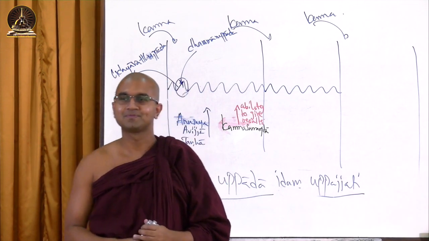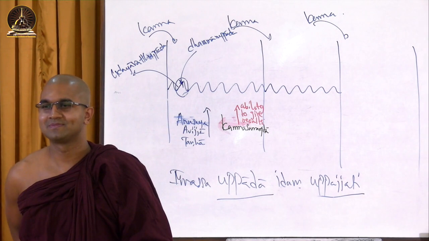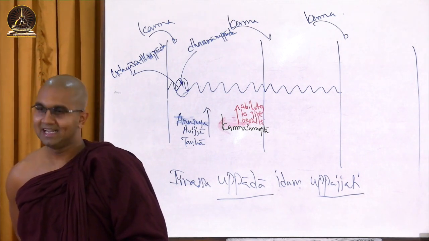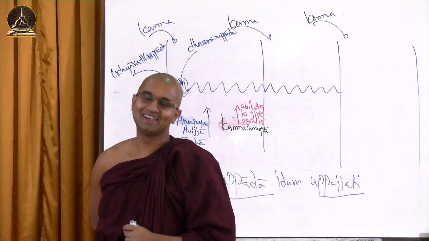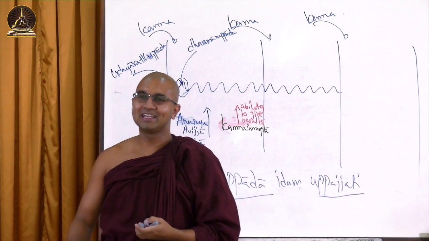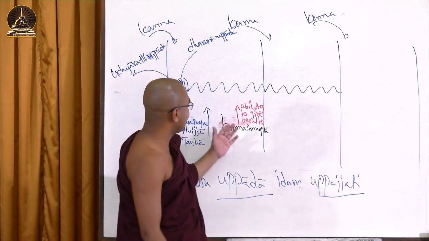Just now mentioned, if that person has done akusala, then he cannot go to that mansion. But that mansion is already created. It will disappear. So, the thing is like this: the karma comes to the front and gives the result.